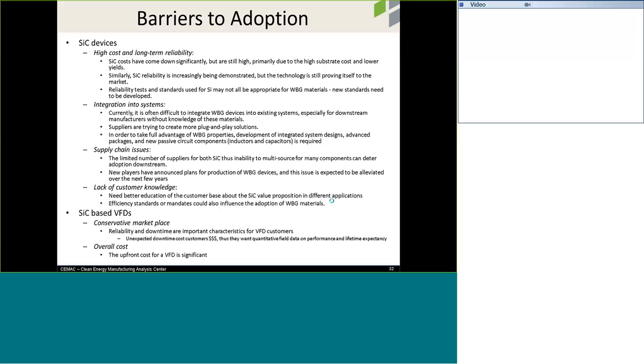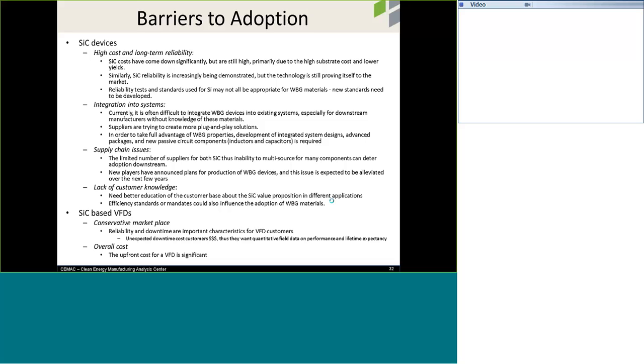Integrating into the systems, in certain cases, you can kind of drop in silicon carbide in place of silicon. However, in most cases, if you really want to utilize the capabilities of a wide bandgap device, you need to redesign your entire product, and product cycles tend to be 3 to 10 years. And so people are just now starting to look at redesigning to use the full capabilities.